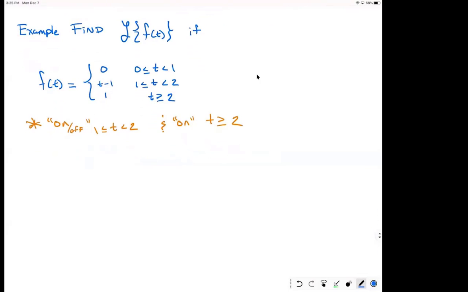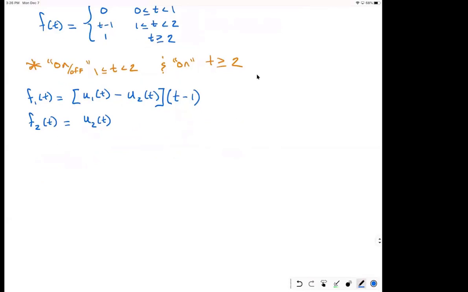So my f sub 1 of t is equal to u sub 1 of t minus u sub 2 of t. I should put the t's in each of these. That's on and off again, and that needs to be multiplied by t minus 1. And then my f2 of t is just equal to u2 of t. So we're turning u2 of t on, and that's just being multiplied by 1.